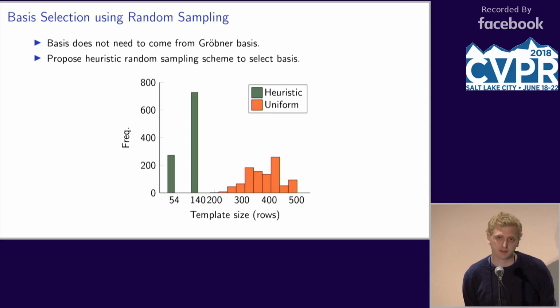However, the basis does not need to come from a Gröbner basis. This is an arbitrary constraint. In the paper, we also propose a random sampling scheme to select the basis. The sampling is guided by some different heuristics, which we have observed to give small solvers. The graph again shows the P4PFR problem, where we have sampled different solvers, both with and without the guided sampling. We can see that uniform sampling produces very poor solvers.